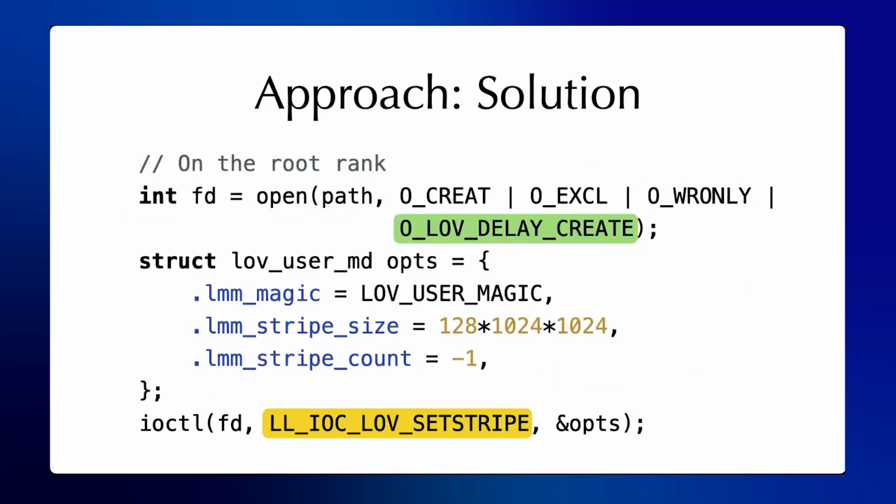So what you can do is on the root rank, these are low-level POSIX calls. You do this LOV delay create flag, which says, hold off on creating my file. Then you make this IOCTL with this set stripe command that basically says, give me as many stripes as you can and make them 128 megabytes. Low level, you do this on the root rank, your file will be created using as many OSTs as are available with nice chunky 128 megabyte stripes because again, I'm writing out big files.